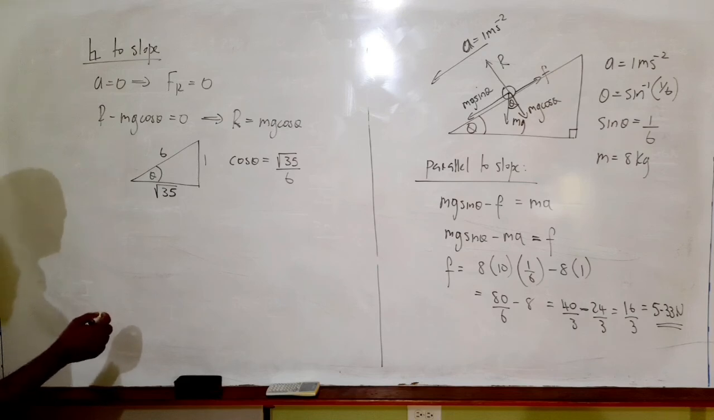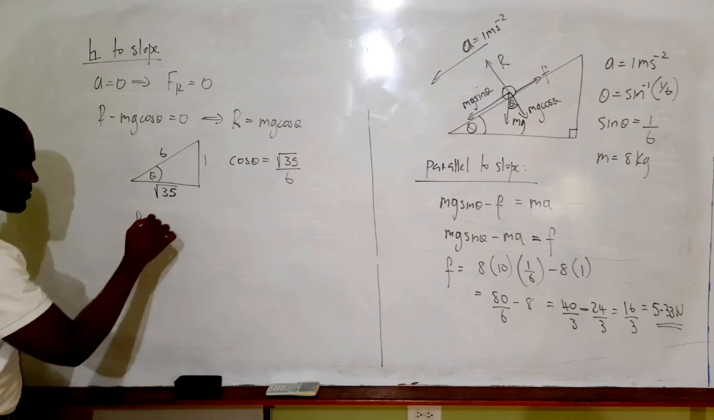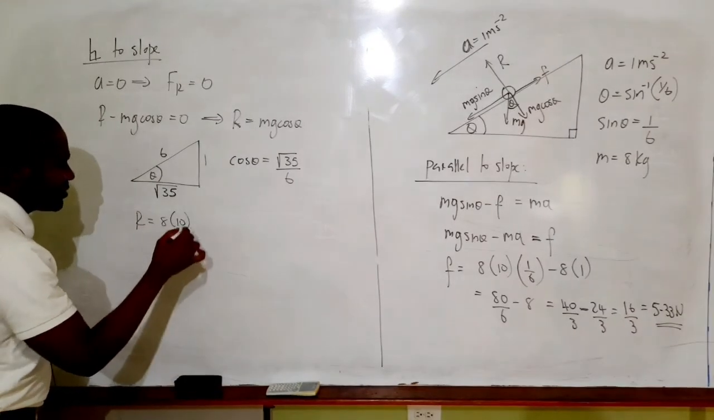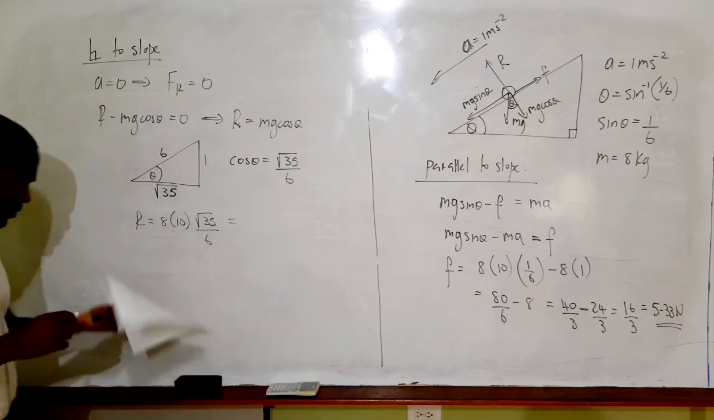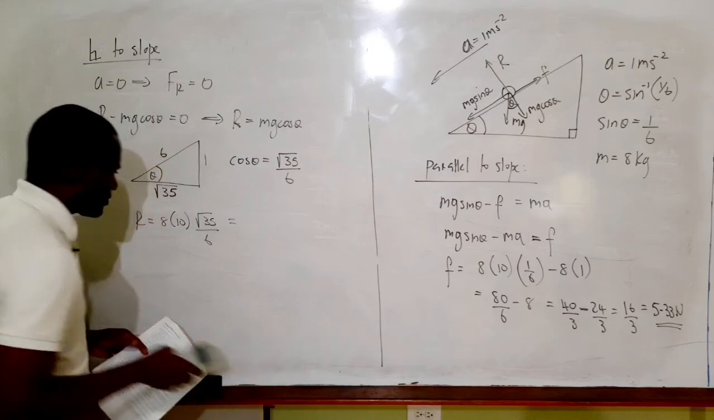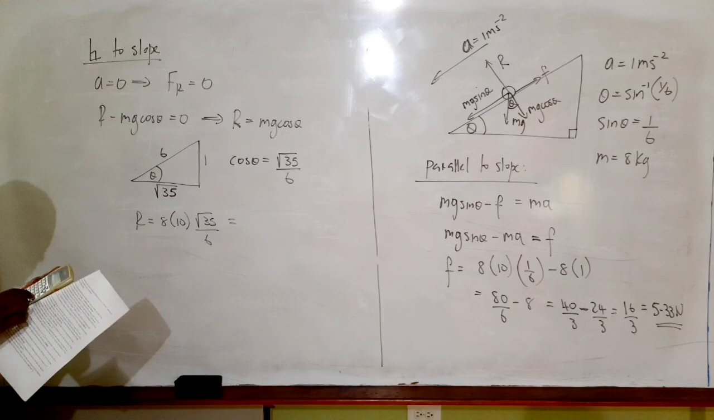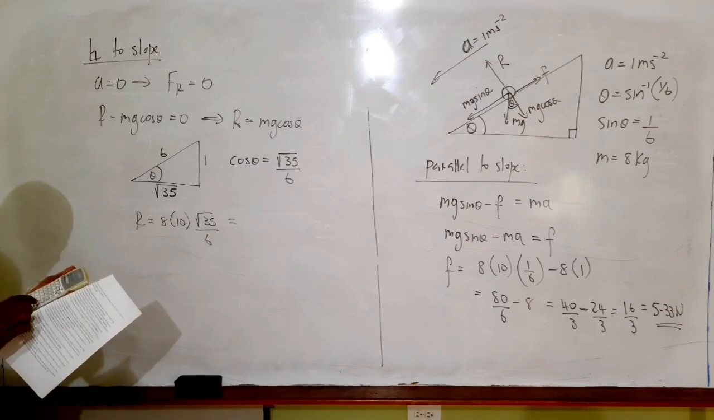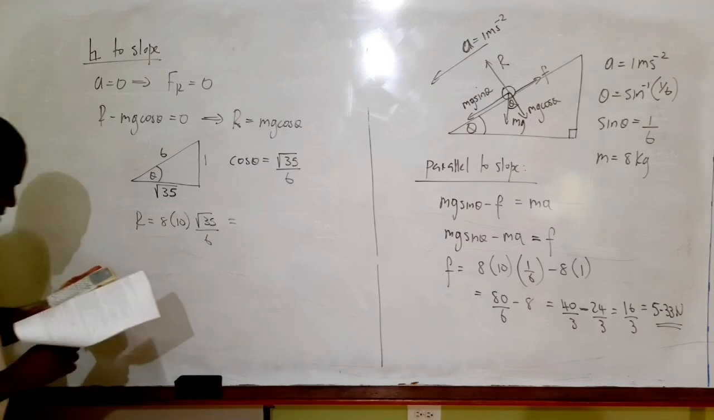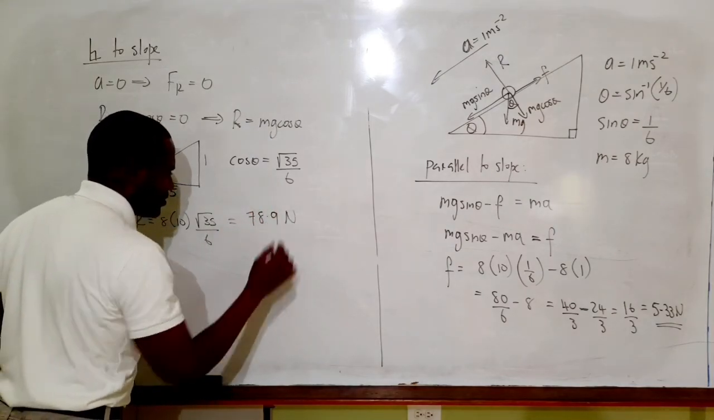And so let's now work out the normal reaction. So we can say now that R is equal to 8 times 10 times root 35 over 6, and let's just work that out. So 8 times 10 times root 35 divided by 6. So this gives us 78.99 newtons, right?